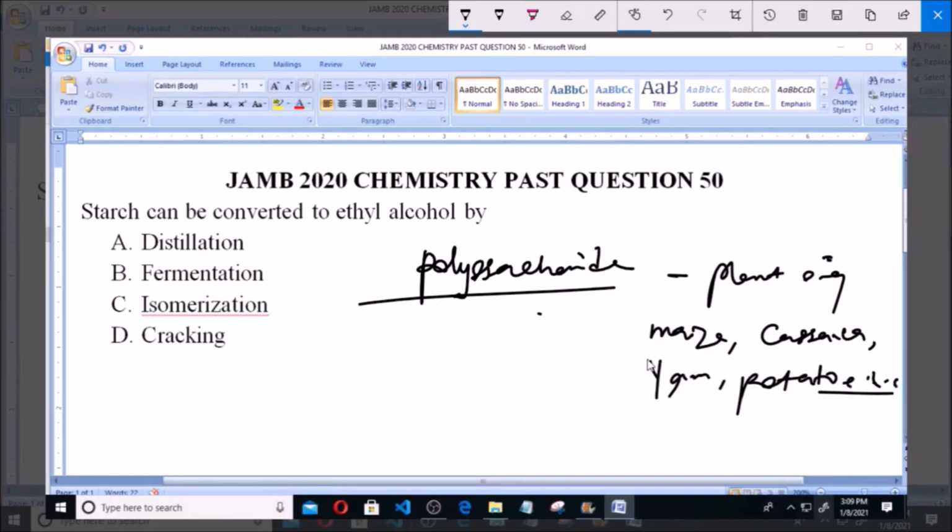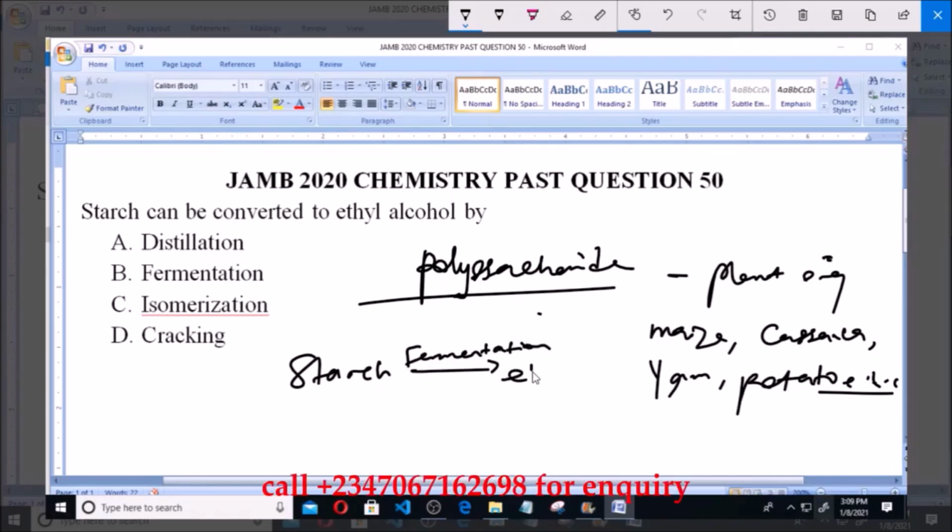Now, when starch undergoes fermentation, that is, when starch is fermented, it produces what we call ethyl alcohol. So fermentation of starch produces ethyl alcohol. So the answer to this question is option B, fermentation.